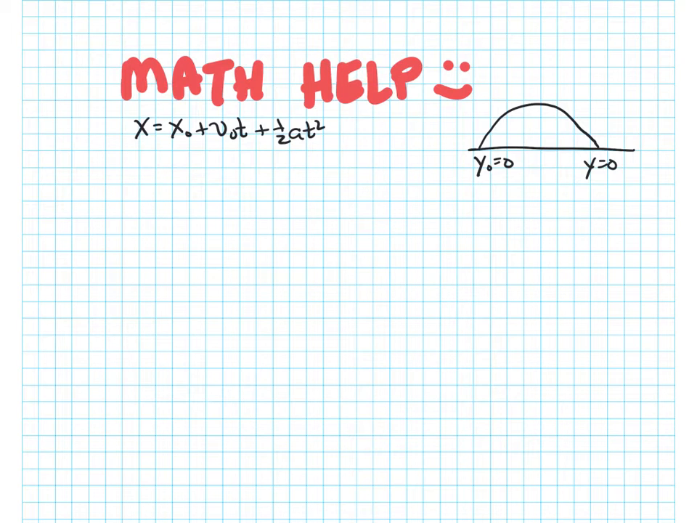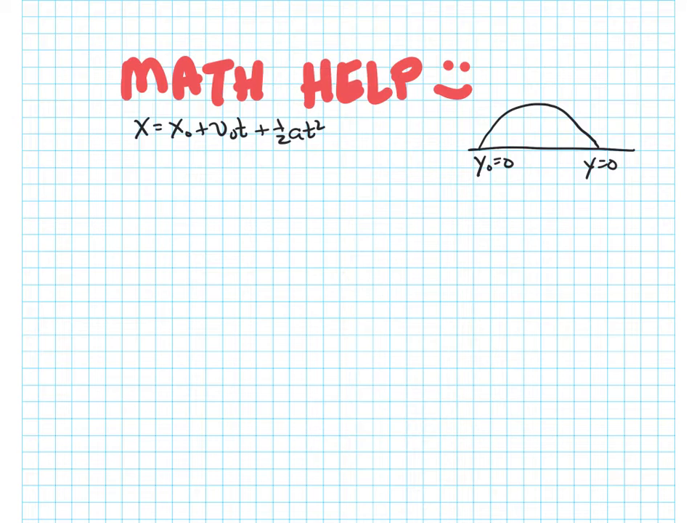A little bit of math help. So we're using kinematics, specifically projectile motion, where we start at one height and we land at the exact same height. So the initial position and the final position are both equal to 0. In our equation, to solve this and find, say, time in the air, we would use x equals x naught plus v naught t plus 1/2 a t squared.